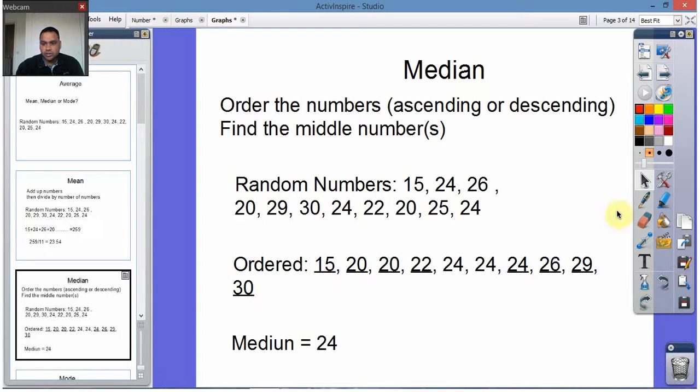And then what we do, we go through and we cross off the numbers from the beginning to the end. So 1 there, 1 there, 1 there, 1 there, 1 there, 1 there, 1 there, and then 1 there. So the median number is 24, which is there. So our median is 24. Let's carry on. Next page.